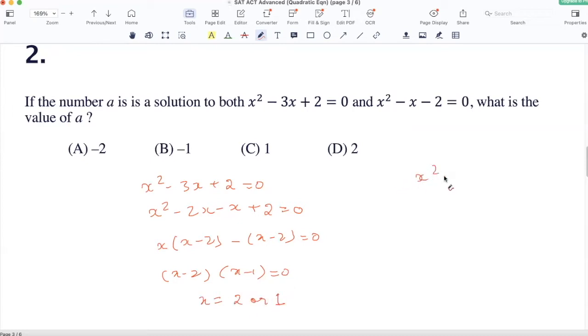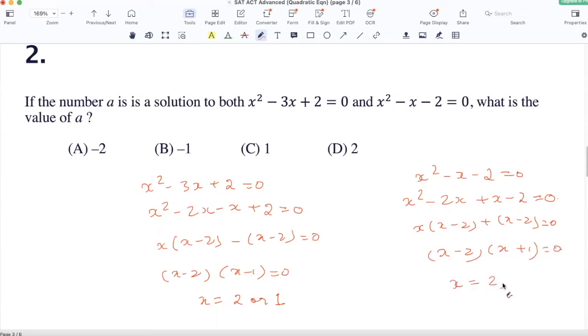Here we have x squared minus x minus 2 equal to 0. So again, I split the middle term and I write x squared minus 2x plus x minus 2 is 0. So x times x minus 2 plus x minus 2 is 0. So x minus 2 times x plus 1 is 0. So x is 2 or negative 1. So now we have a number a, which is a solution to both equations. So we find that the common solution is 2. So the value of a should be 2, option D.